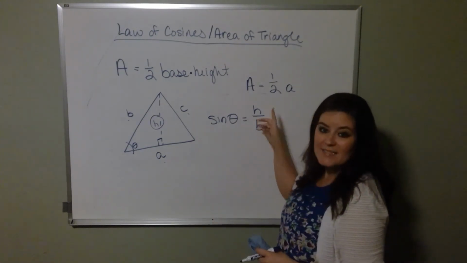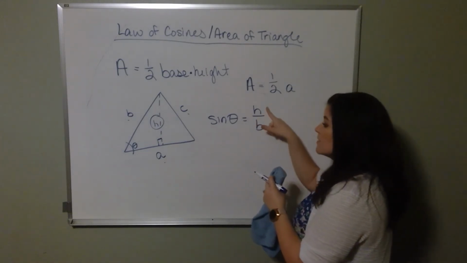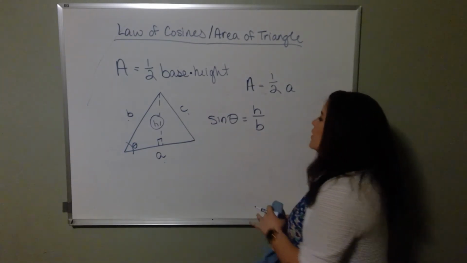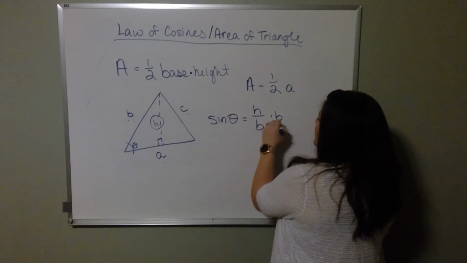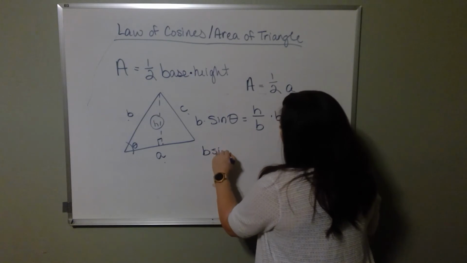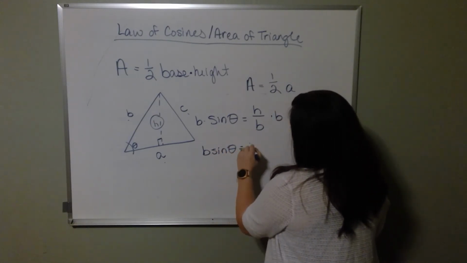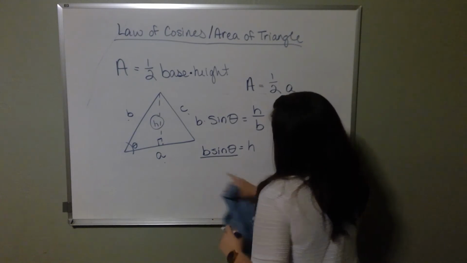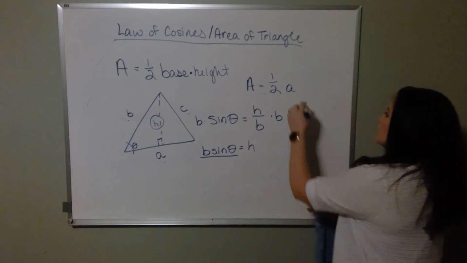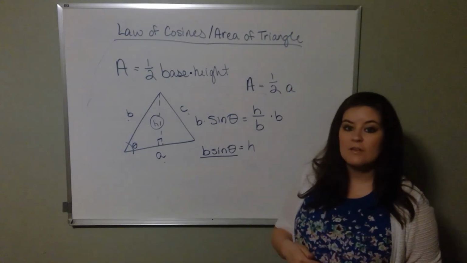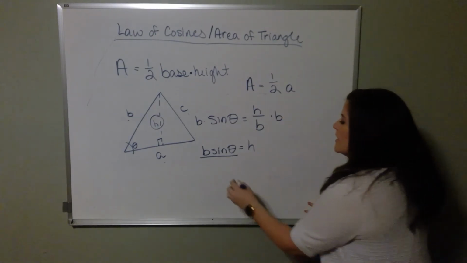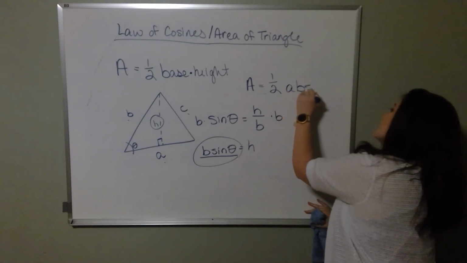Remember, I want to find height. I want to find a way to describe height, not using H, but using what I have. So theta, I have B. Get height by itself by multiplying both sides by B. And what you'll find is another way to write the height of a triangle is B times the sine of theta, the sine of the angle that you're given. Let's put that into our new area formula. I have the base, that was A, times the height, which I'm not going to call H, I'm going to call it B sine theta.